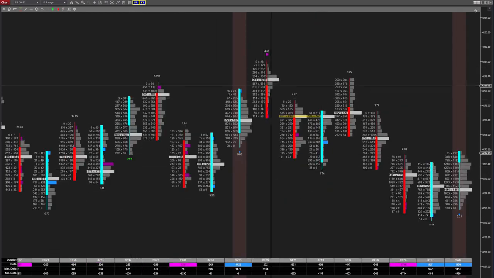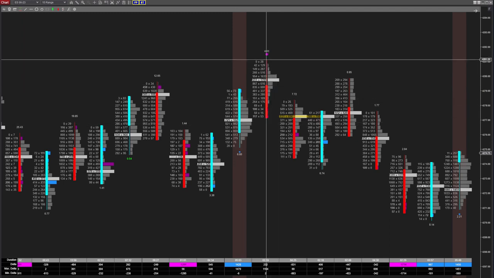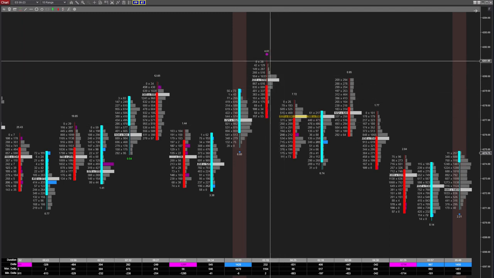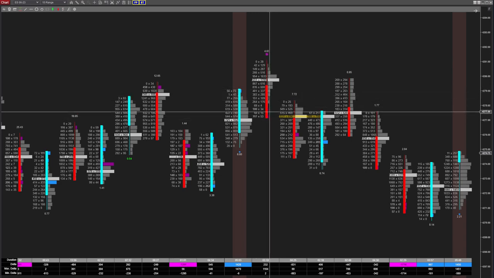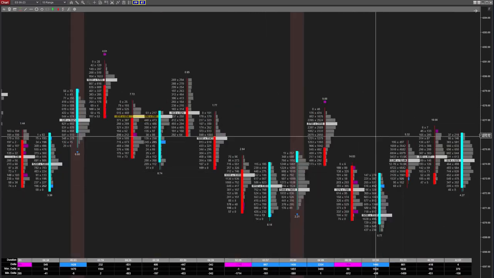Right, here's another good example. On a red candle, we get the huge volume node right here at the top of the candle, and then it comes very flat at the bottom of the red candle. You can see we get a nice push down right there.